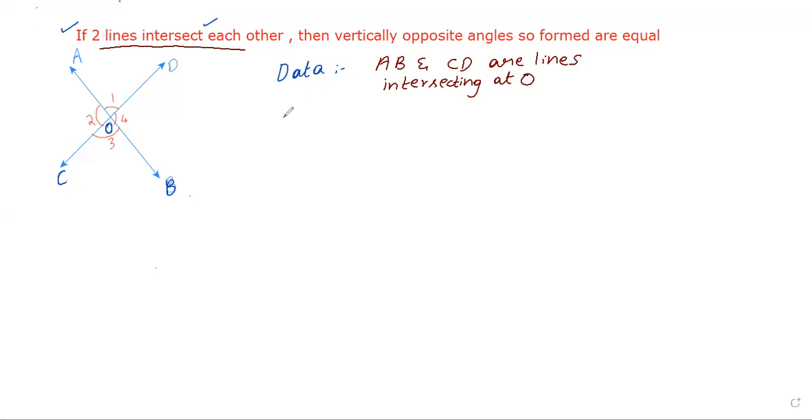Now, what are you supposed to prove here? You are supposed to prove that the vertically opposite angles so formed are equal. So which are the vertically opposite angles? The first is angle 1 is equal to angle 3, and the second is angle 2 is equal to angle 4. These two pairs of angles, you are supposed to prove that they are equal.